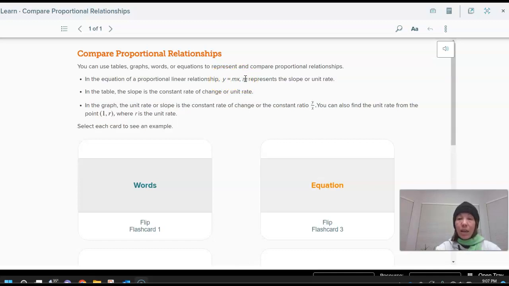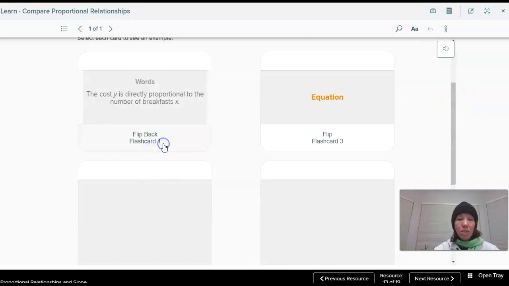And m actually is the slope or the unit rate, or our constant of proportionality, or our constant rate of change. There's all these terms we can use for this value here. In the table, the slope is the constant rate of change or unit rate. In a graph, the unit rate or slope is the constant rate of change or the constant ratio y over x. You can also find the unit rate from the point (1, r), where r is the unit rate. So we're going to look at all these examples. If this doesn't make sense yet, that's okay. We're going to go through some stuff.